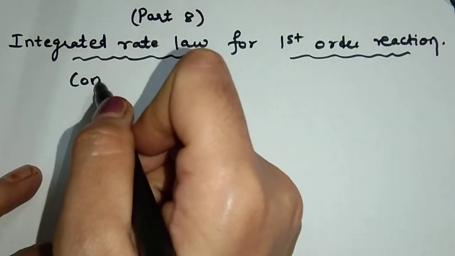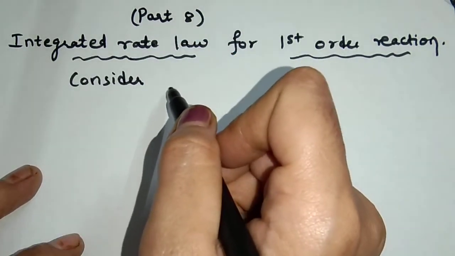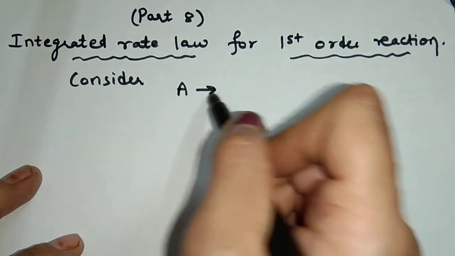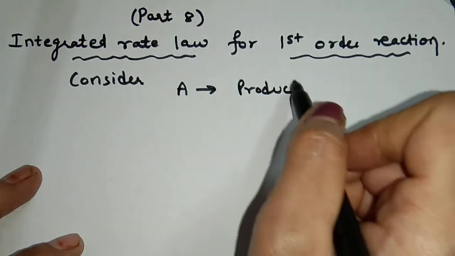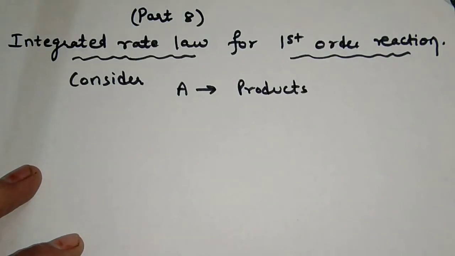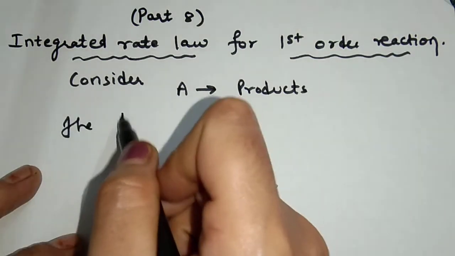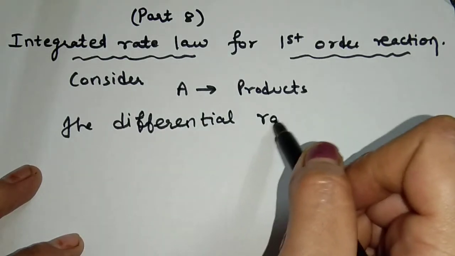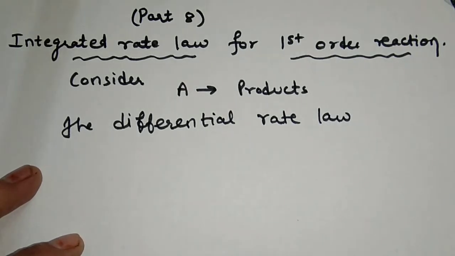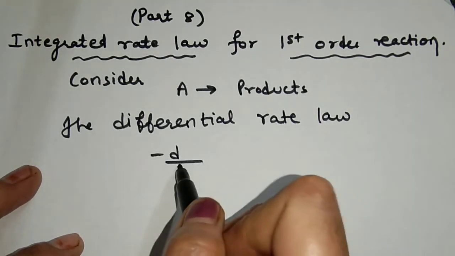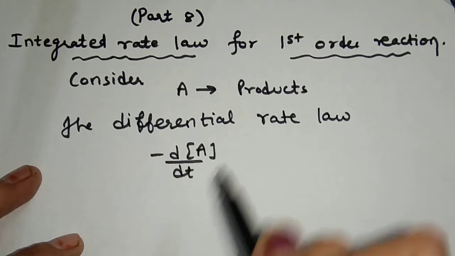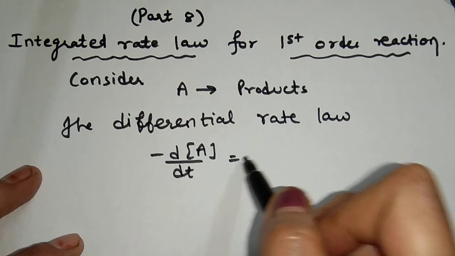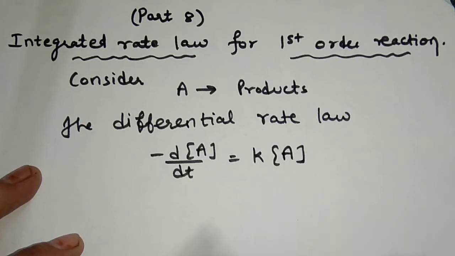Okay, so first of all we are considering a simple first order reaction where A is getting converted into products. Since we are interested only in the concentration of the reactants, we will write A for the reactants. Now we know the differential rate law, which we have already studied in terms of derivatives. The differential rate law for the first order reaction is given as what? Minus d by dt of concentration of A is equal to K into concentration of A, where K is called the rate constant.